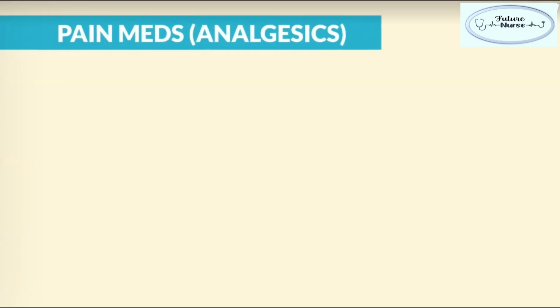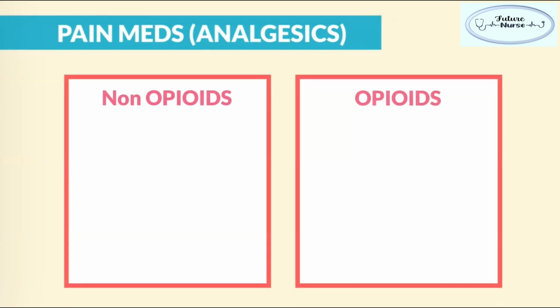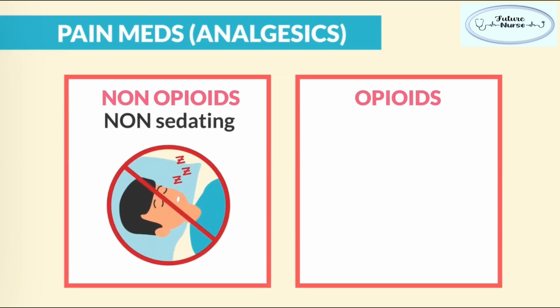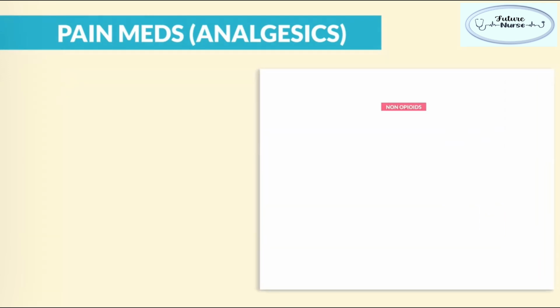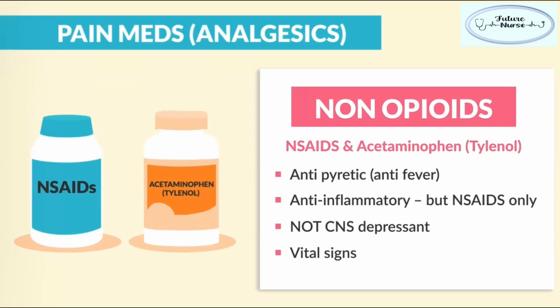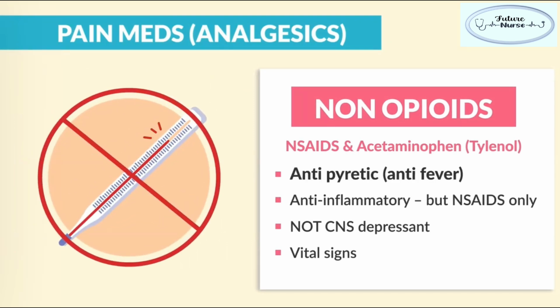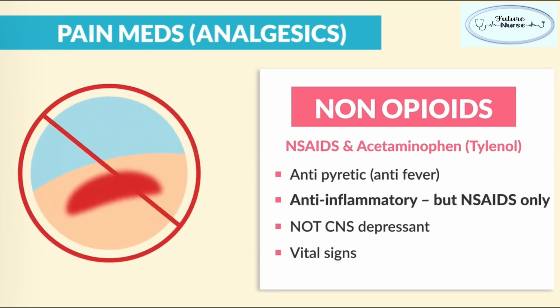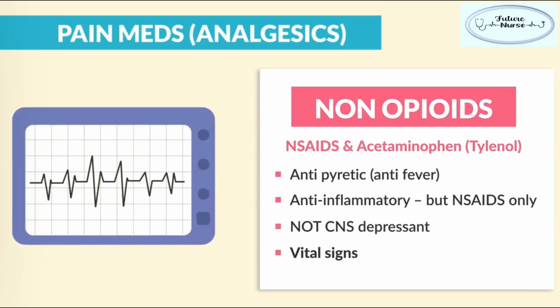Now, analgesics, aka our pain medications, we have two types, non-opioids as well as opioids. Now, the biggest difference is that non-opioids are non-sedating, and opioids are sedating, causing everything to be low and slow with the opioids. So, for non-opioids, we have NSAIDs and acetaminophen, brand name is Tylenol. Now, both have antipyretic or anti-fever effects, and the anti-inflammatory effects are only with the NSAIDs. Again, it's not a CNS depressant, so the vital signs are not low and slow.